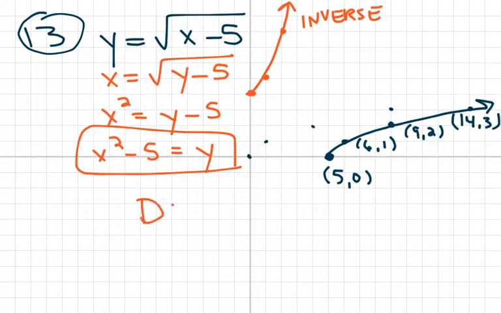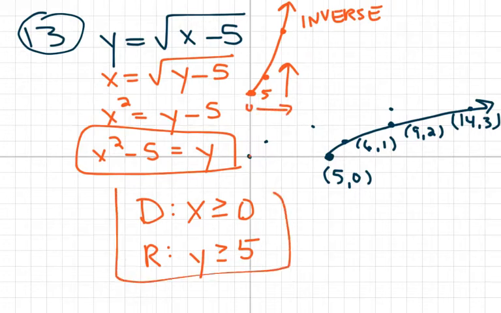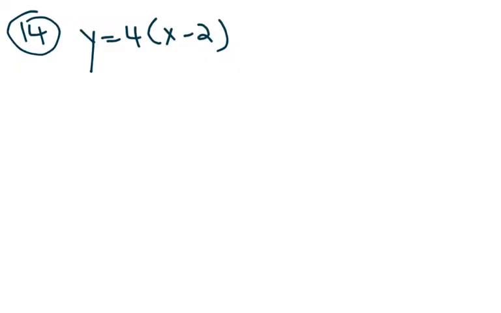So the domain now, I want you to notice that x is greater than or equal to 0, because the other side of the graph is not there. The range, the y values, are greater than or equal to 5, because the y values start at 5 and then they go up from there. The x values start at x is 0 and go right from there, and that's your domain and range of the inverse, and this is the equation of the inverse.